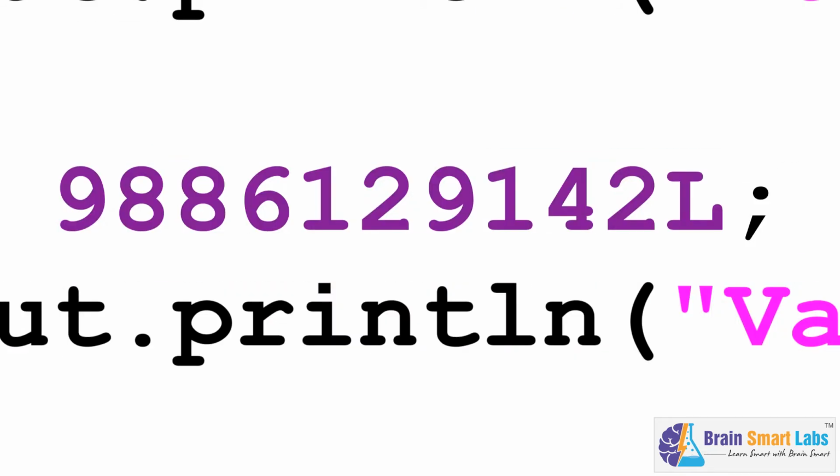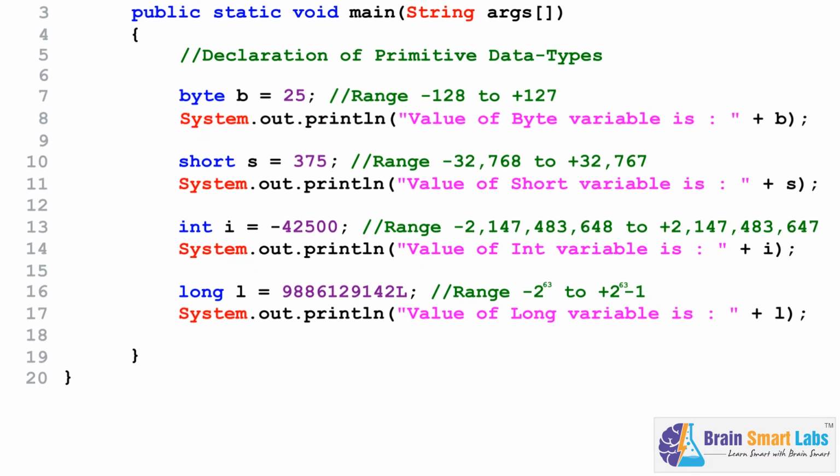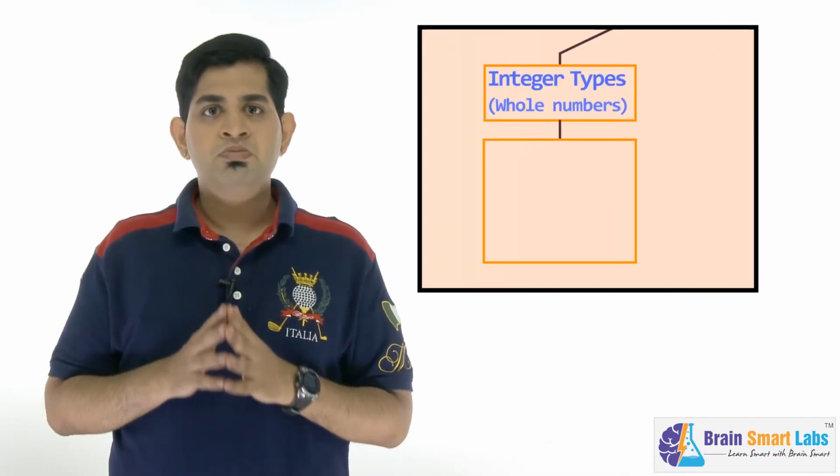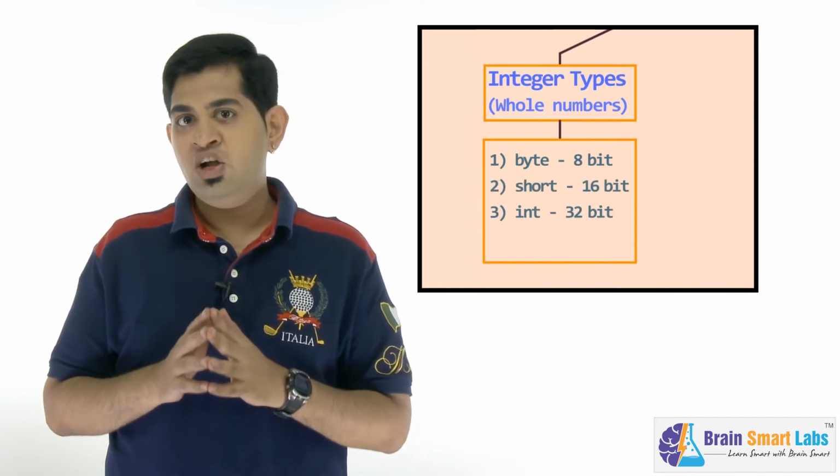Please note, while feeding a literal value to a long data type, we need to suffix the capital letter L as shown here. Well, if you don't suffix this capital L, your value will be considered as just another integer value. Be careful. The above numerical types that I just taught, that is byte, short, int and long, fall under the whole number category.